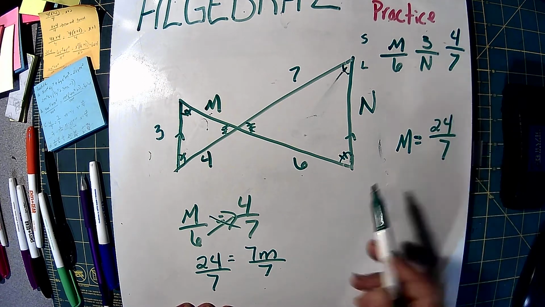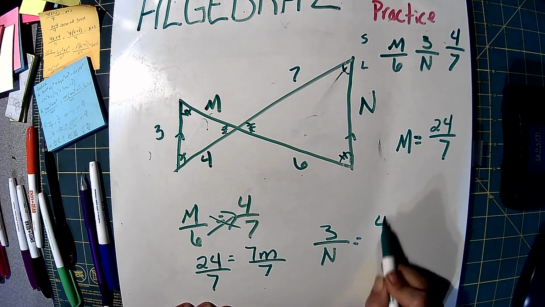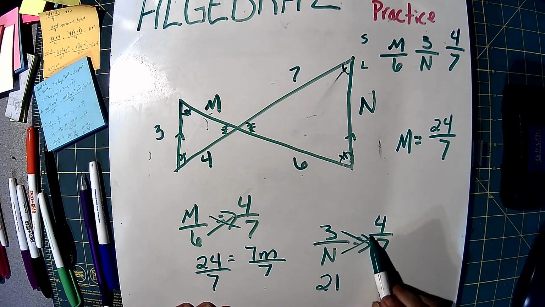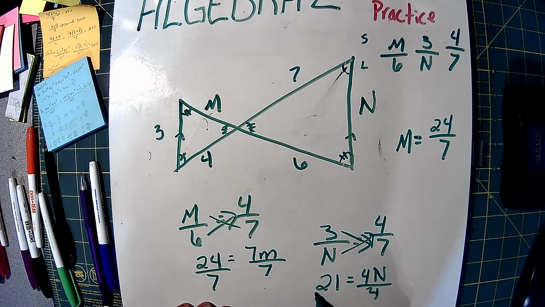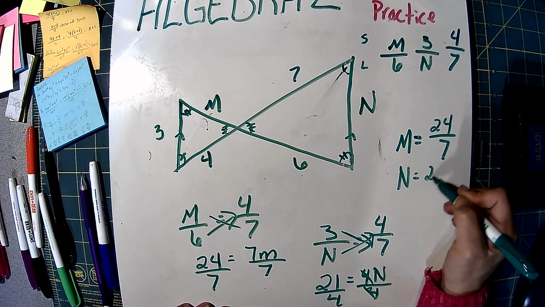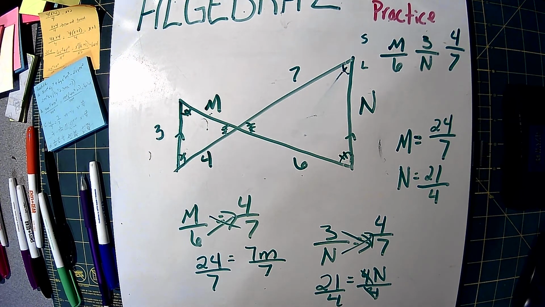And then we have 3 over n equals 4 over 7. And we cross multiply. 3 times 7 is 21, equals 4n. Now we're going to divide by 4, and we're going to get n equals 21 over 4. Right, so that's what you should have got for those two.